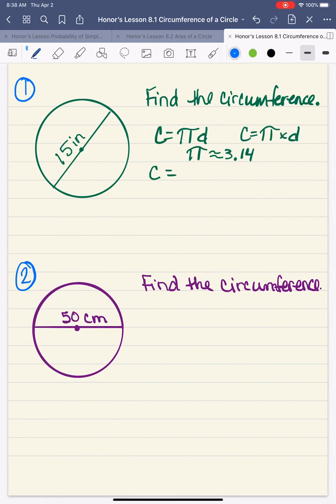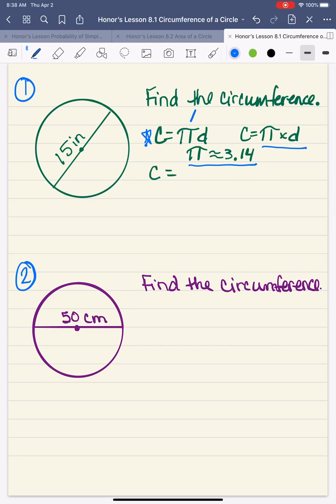Now we're going to practice some of those problems. So we have a circle here on example 1. It's giving us the diameter of 15. Notice I've got my formula written here. C is equal to pi times diameter. I've shown it over here with the multiplication sign. We'll be using 3.14 on all of our problems today for pi.